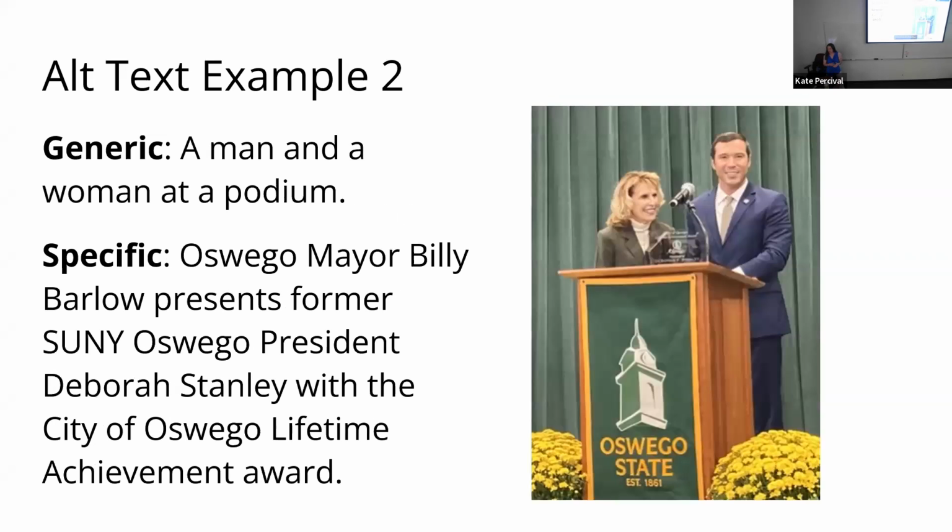Another example, very generic: a man and a woman at a podium. Just looking at the example, that's all that we see. This image was taken from the oswego.edu homepage in relation to a news article. Specific alt text would be: Oswego Mayor Billy Barlow presents former SUNY Oswego President Deborah Stanley with the City of Oswego Lifetime Achievement Award. And if you look very carefully, in between the two of them, you can see the little plaque. It's clear, so it's hard to see, but it's there. Again, you want to relay the meaning. Who are these people? Why do we care? What are we looking at? Why are they here?